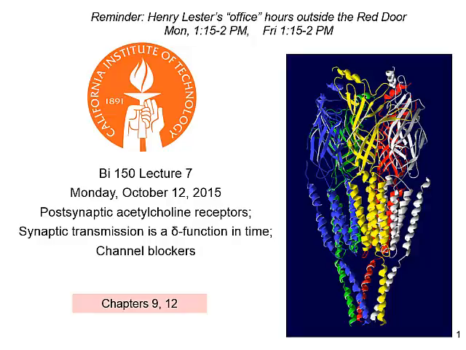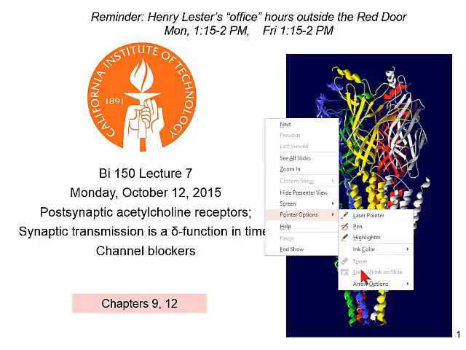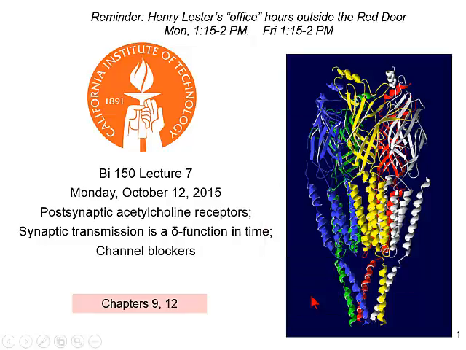Today, we are going to talk about postsynaptic events. And we're going to make the point that synaptic transmission is a delta function in time. We're going to talk about the underlying ion channel physiology. And we are also going to talk about channel blockers. And the readings in Candel are at the bottom, and I believe they are specified. They are in Candel. Okay, so pointer options, arrow options, visible.